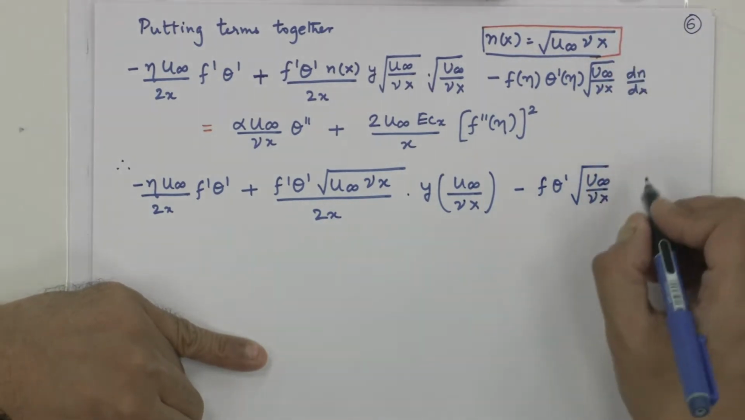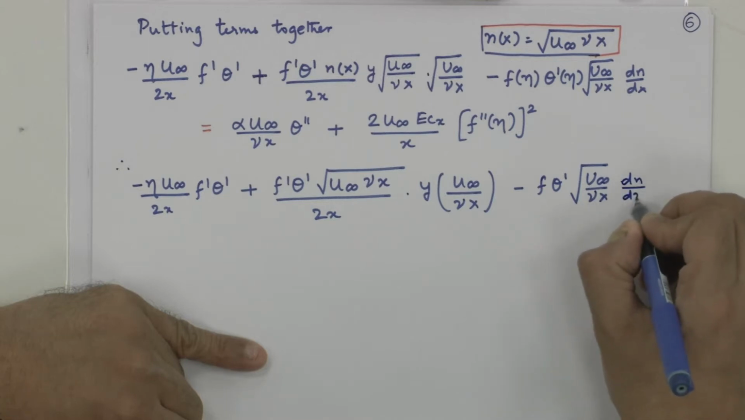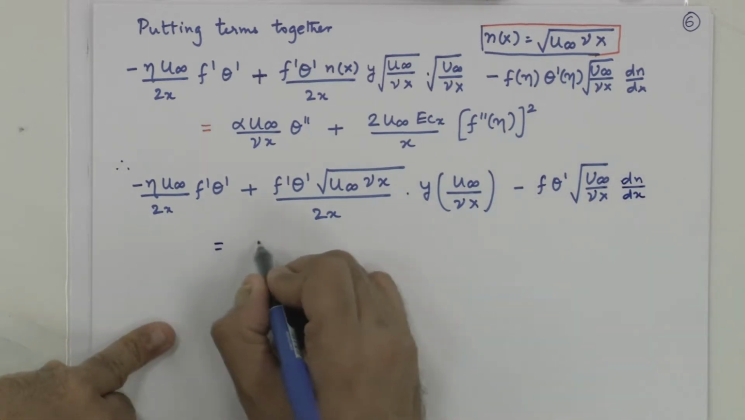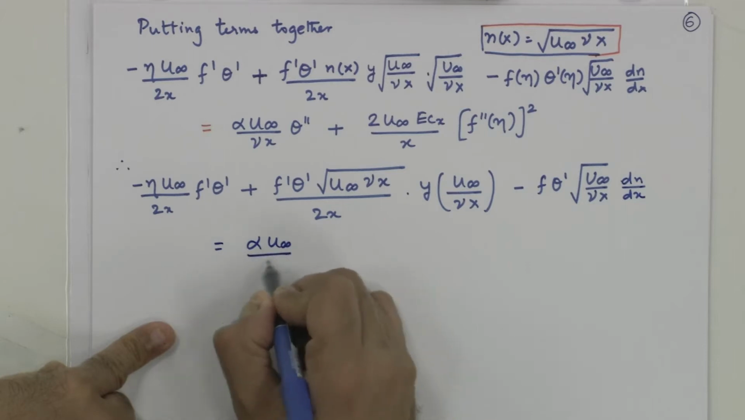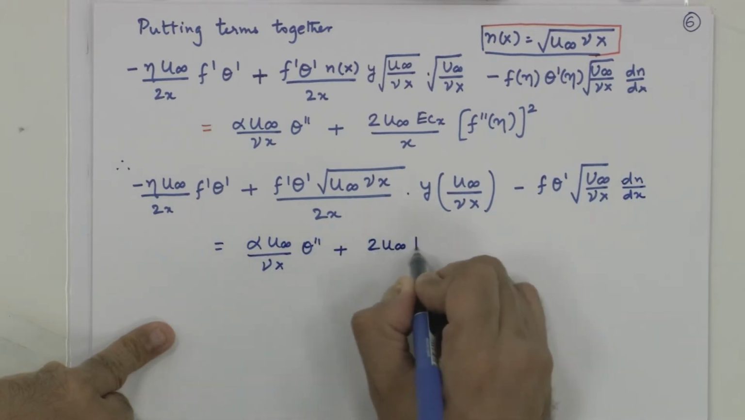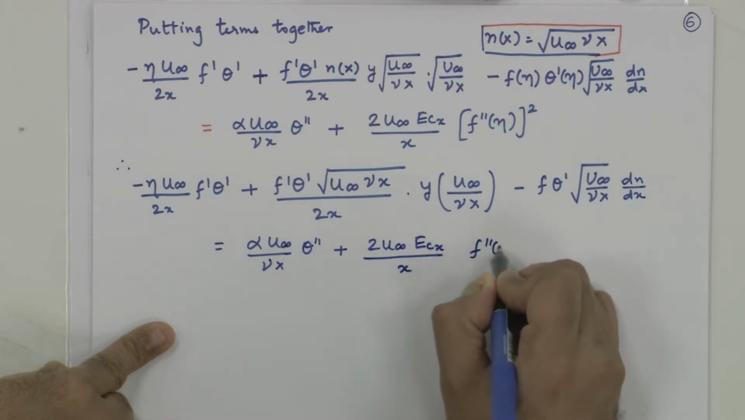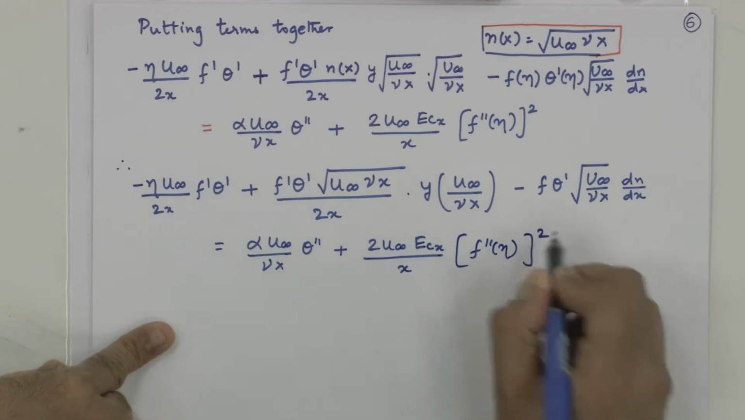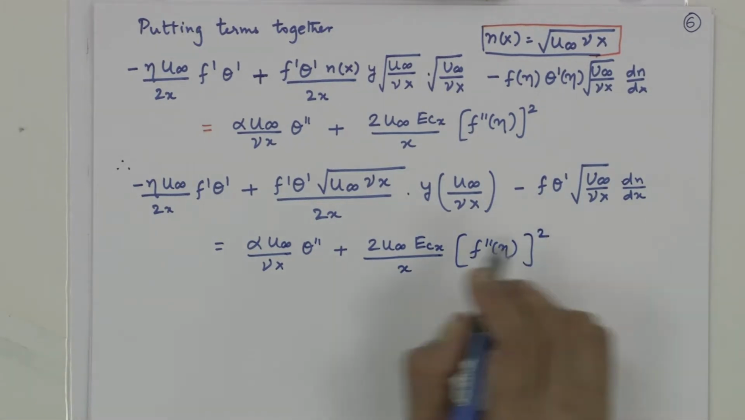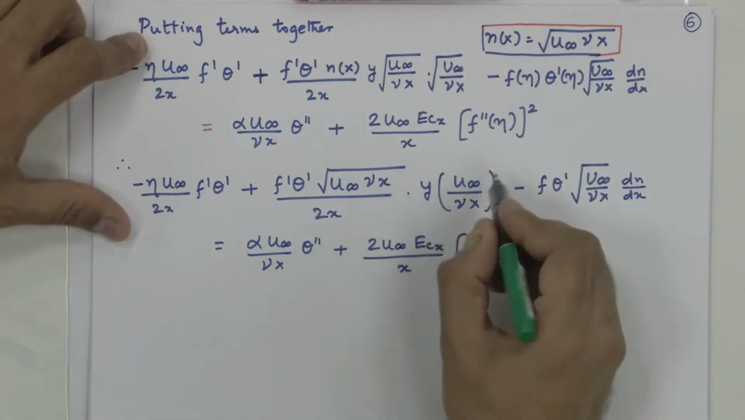What is dn by dx? This is going to be, just let us retain it as it is for now. Right hand side is alpha u infinity by nu x θ double prime plus 2 u infinity local Eckert number divided by x f double prime of eta the whole square. So let us manipulate on this term, this one.